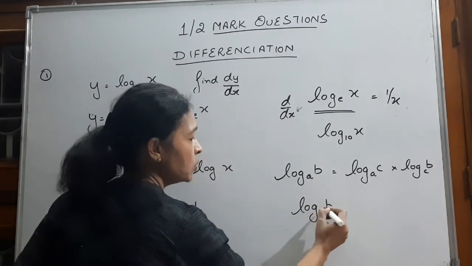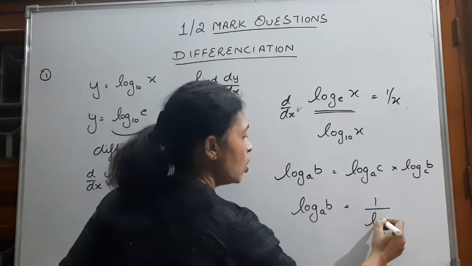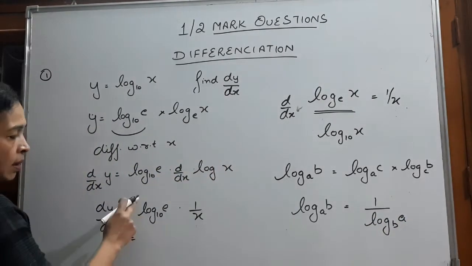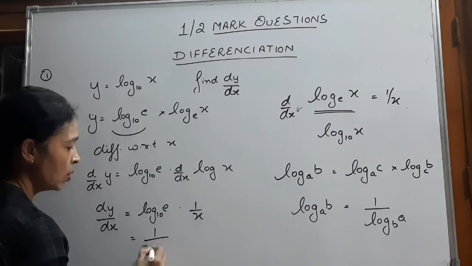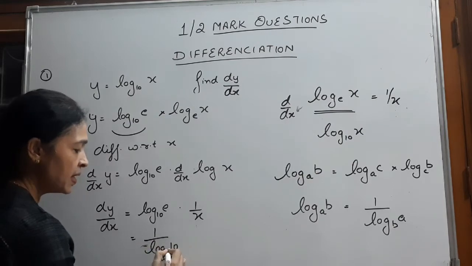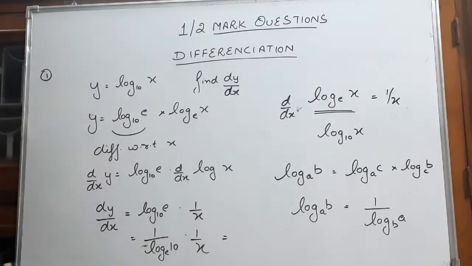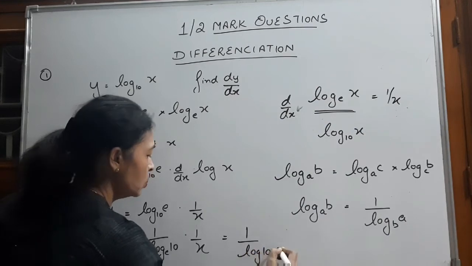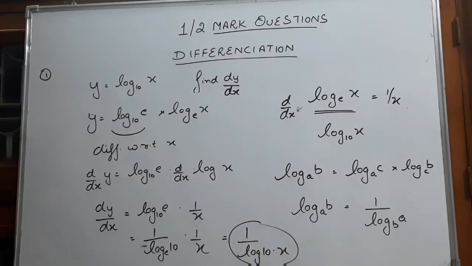Log b to the base a, we can write it as 1 upon log a to the base b. 1 upon log e to the base 10 can be written as 1 upon log 10 to the base e into 1 by x, and log 10 to the base e can be written as log 10. This is our derivative of log x to the base 10: 1 upon x into log 10.